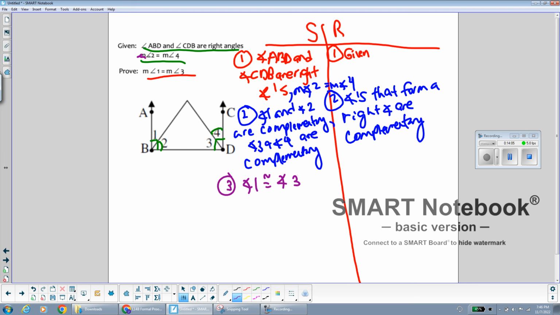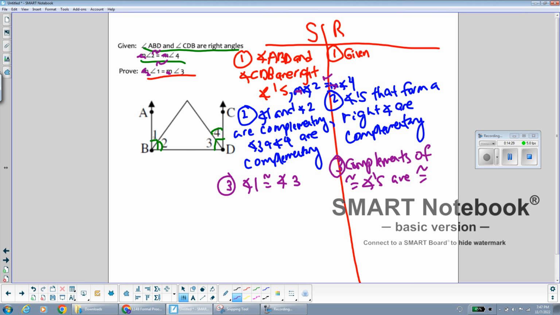And just for all purposes, I'll get rid of the measure and I'll change this to congruence so it's less confusing. So angle 2 is congruent to angle 4. There we go. So angle 1 is congruent to angle 3 because complements of congruent angles are congruent.